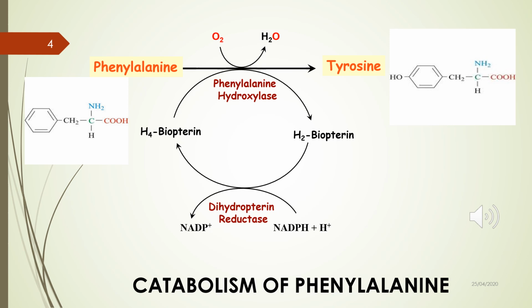So, out of two atoms of oxygen, one gets incorporated into the phenylalanine, the other one gets converted into water. The dihydrobiopterin gets converted into tetrahydrobiopterin, so that there is a regeneration of tetrahydrobiopterin in presence of the coenzyme NADPH and the enzyme dihydrobiopterin reductase.